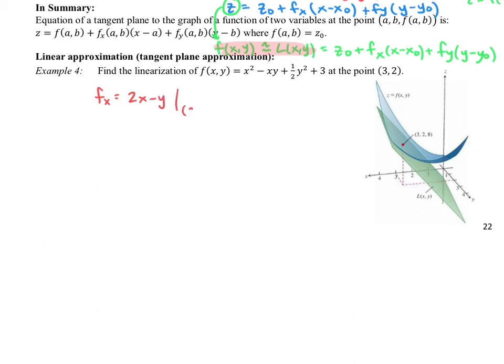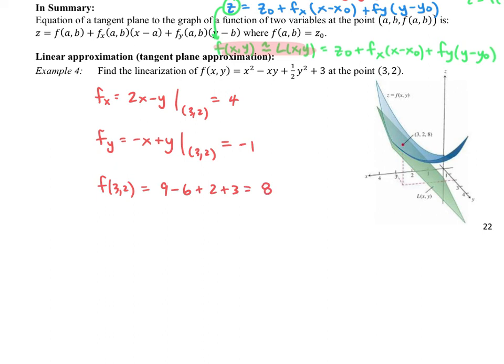Let's go ahead and evaluate that at (3, 2). So that's going to give us 4, and f sub y, which is, let's see, negative x plus y. We'll evaluate that as well. That's going to be negative 1. I do need the function value at (3, 2), so let's substitute that in. This is going to be 9 minus 6 plus 2 plus 3, so that's going to give us 8. And that's going to be our function value at this point.